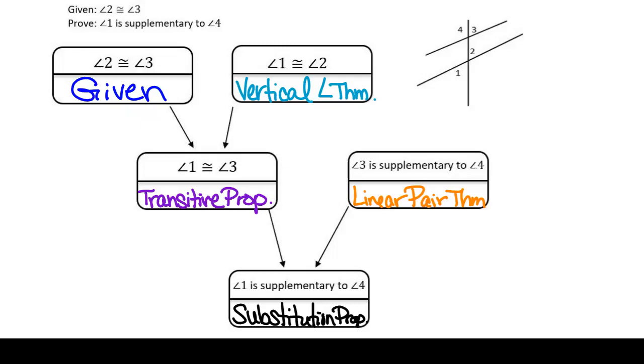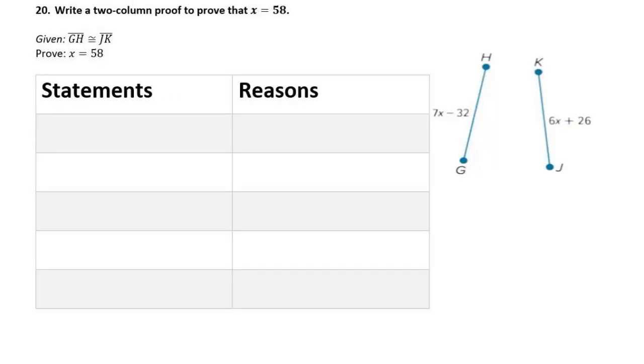What else would you guys like to see from the review? Which one? 20? Absolutely. Let's go look at number 20. Oh, number 20, they didn't give us anything. We got to write the whole proof start to finish.